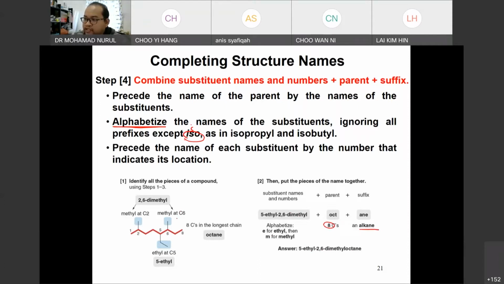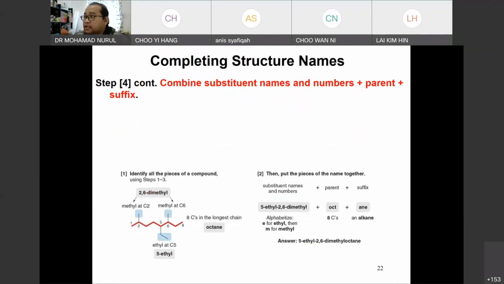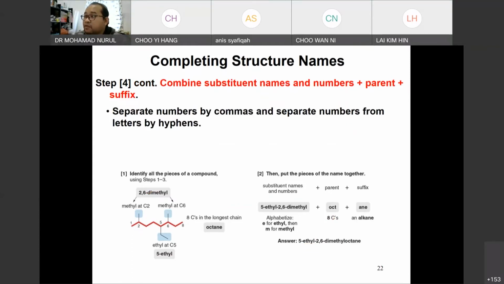So you have to arrange the substituents. We have dimethyl; ignore the di and look at M, and for this one, 5-ethyl. So we start naming from 5-ethyl to dimethyl octane. Combine the substituent name and number prefix. Again, similar steps: separate numbers by commas. This is very important. If they have 2 and 6, for example, you have to separate them by commas.